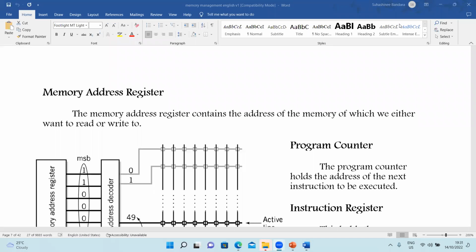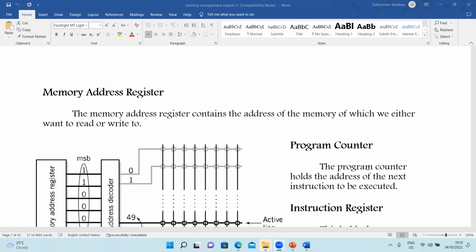So the next register is the memory address register. The memory address register contains the address of the memory which we either want to read or write data. So if you want to read and write data, the location where it's saved is stored in the memory address register. It knows the location. So for example, if you are going to read data from the hard disk, the D drive, then the memory address register is the one which holds the location of that data.